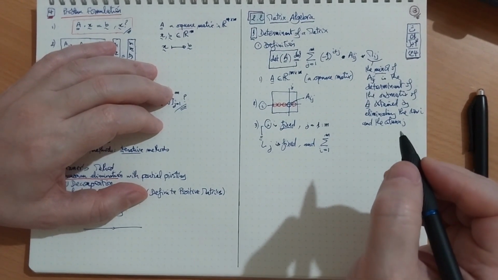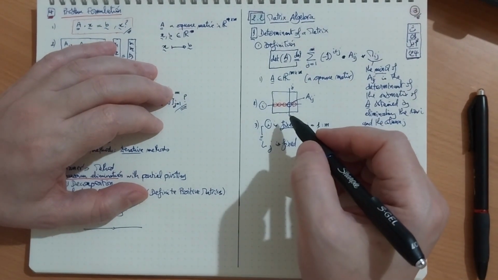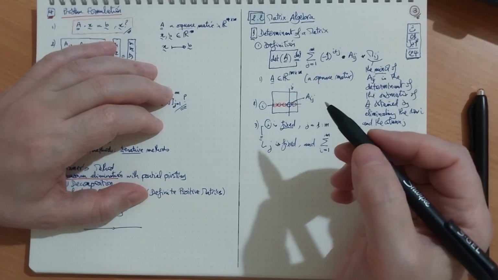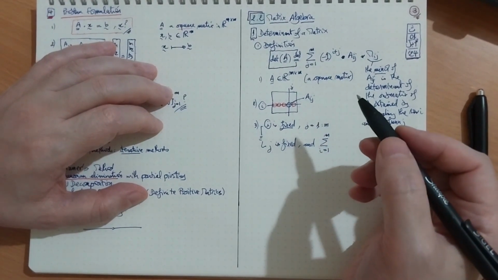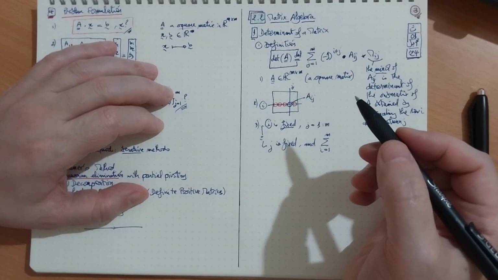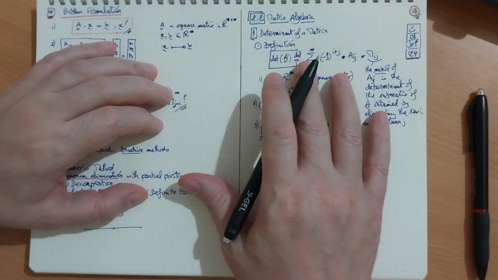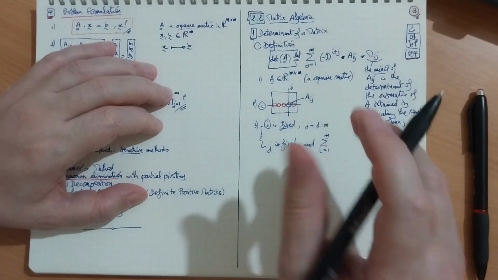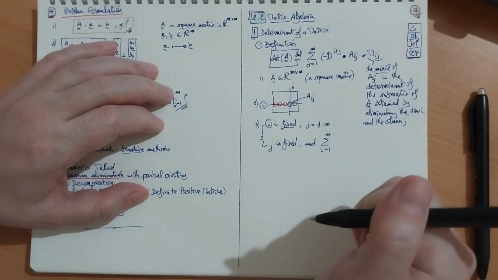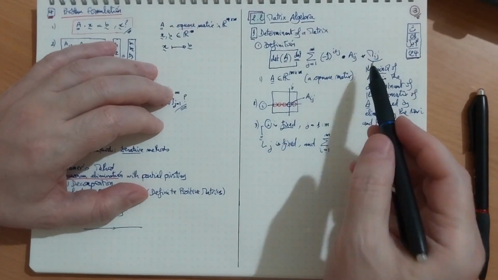Another important thing here: when you choose the row or column, choose the row or the column that contains the largest number of elements that are equal to zero. We will see an example to apply this definition. This is the formal way, but we will see two examples actually. So this is the determinant.